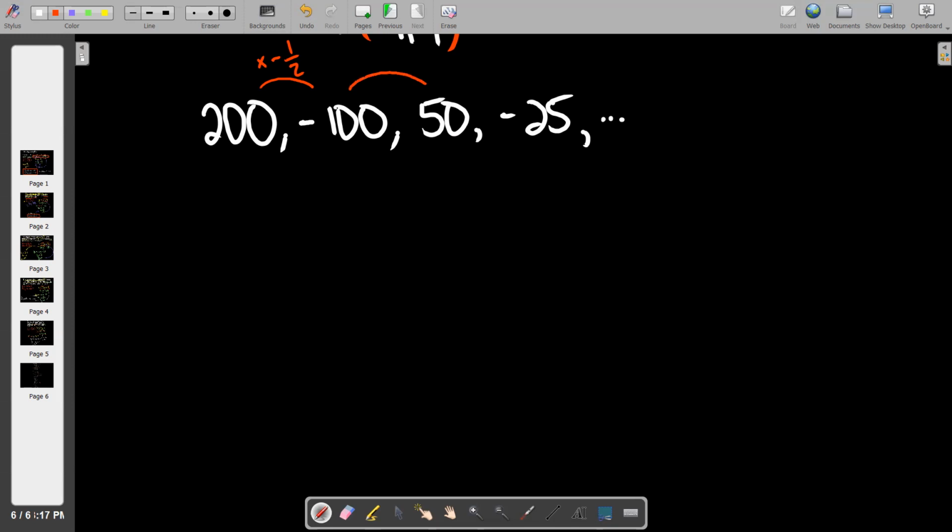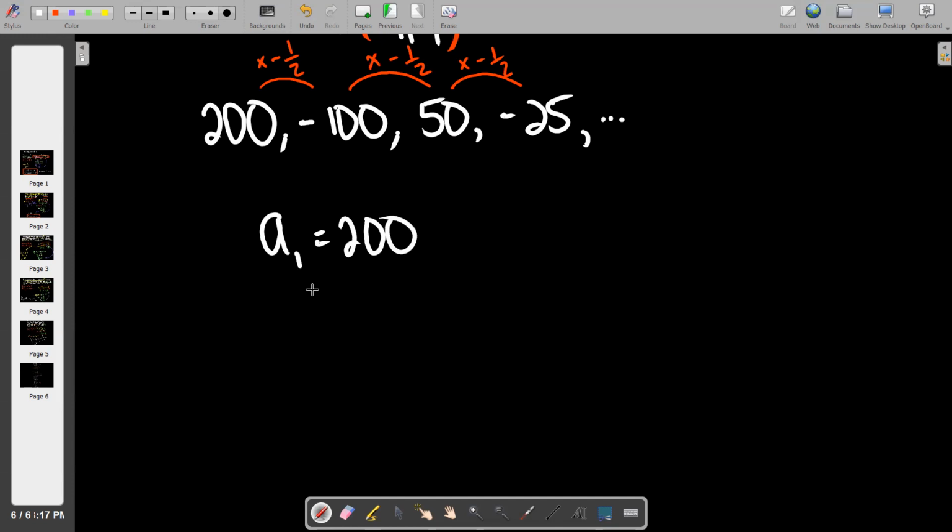How does negative 100 become 50? We multiply by, you guessed it, negative 1/2. How does 50 become negative 25? Again, we multiply by negative 1/2. So, all right, let's do this. Let's write a recursive formula. What do we start with?